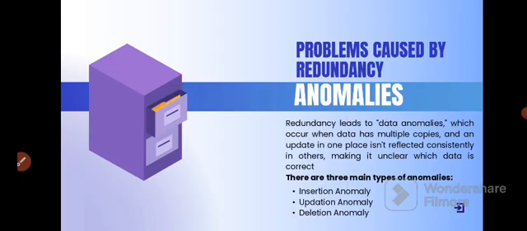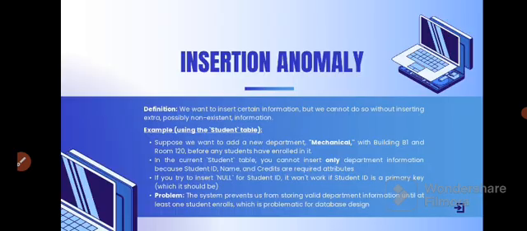Here, redundancy leads to anomalies, which occur when the data has multiple copies and an update in one place is not reflected in the other, which leads to data inconsistency, and also makes it unclear which data is correct, whether the updated one or the old one. So there are three primary types of anomalies: insertion anomaly, updation anomaly, and deletion anomaly.